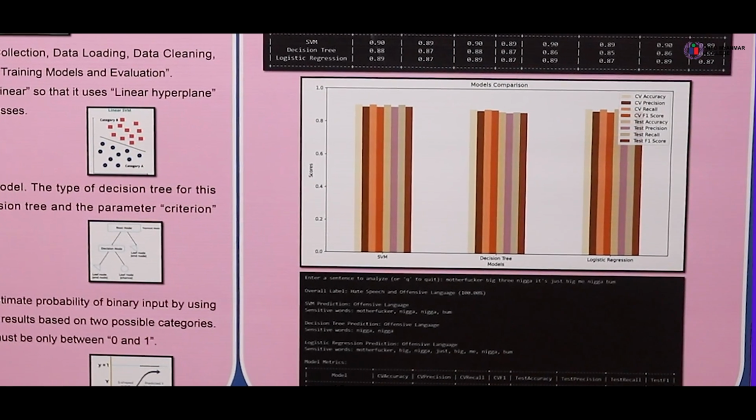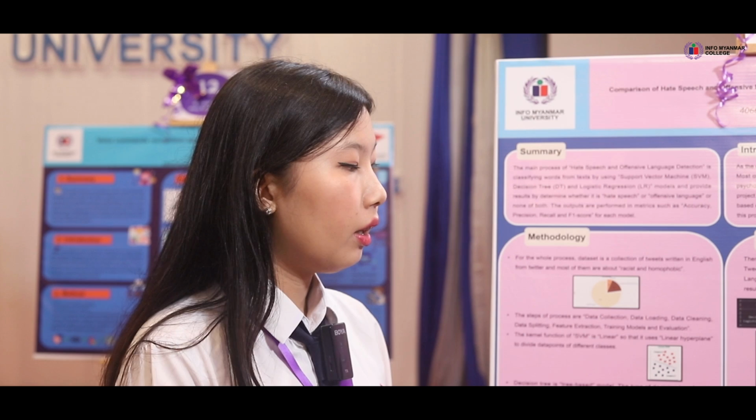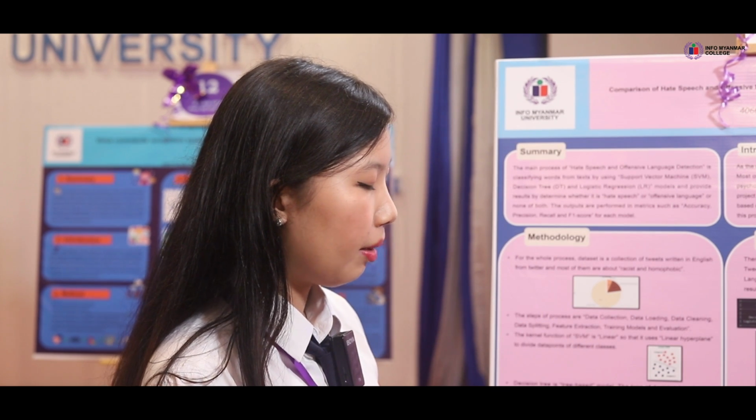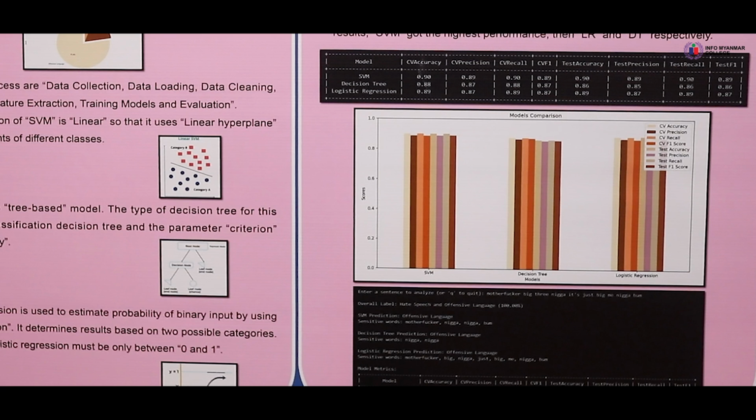And for the real-time testing, if we input a sentence like that, the three models will return whether it is hate speech, offensive language, or neither hate speech nor offensive language. Moreover, it makes the overall output level. It includes the overall percentage of hate speech or offensive language, like that. Sensitive words are also shown for each model.